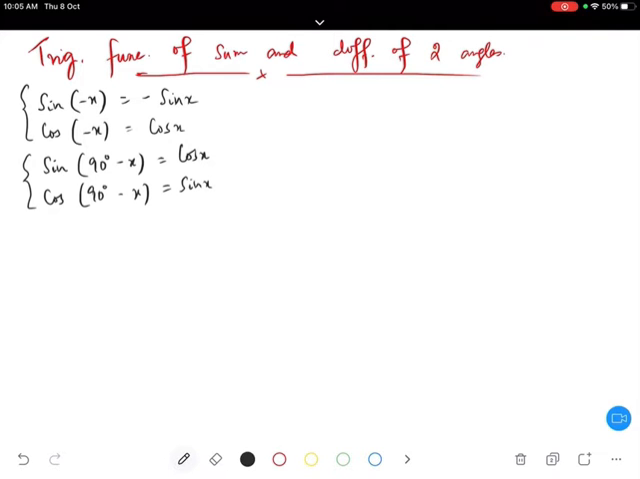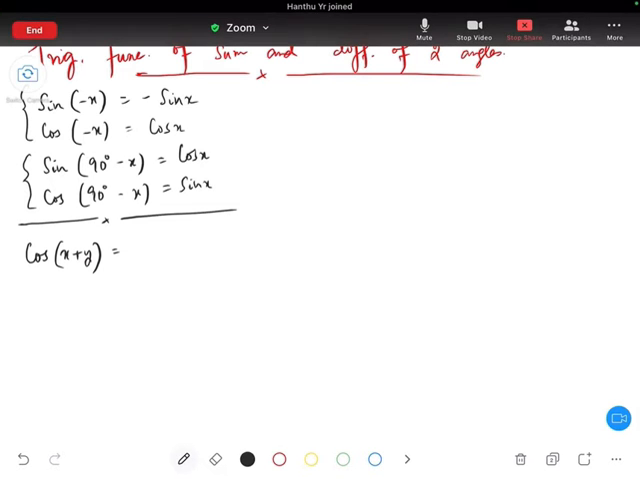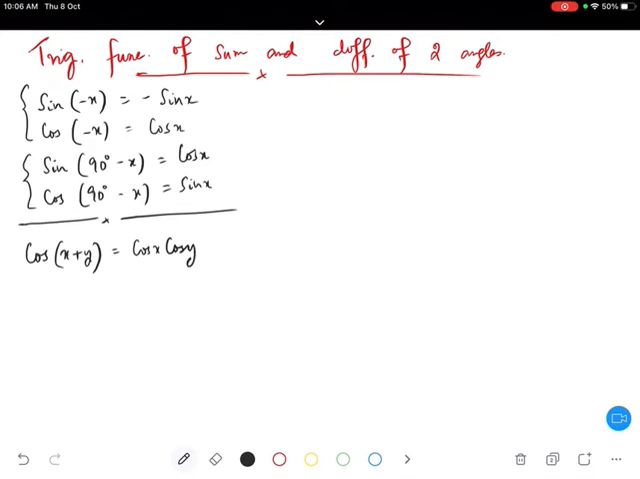Now, today we're going to learn a very new formula. The first formula goes like cos of x plus y. You just have to remember this formula. Cos of x plus y is cos x cos y minus sine x sine y. You have to remember this one. Clear? Now another one is there, cos x minus y.